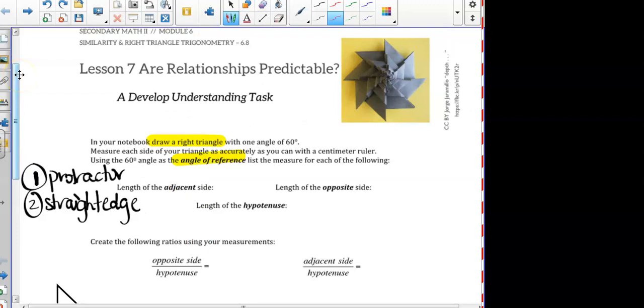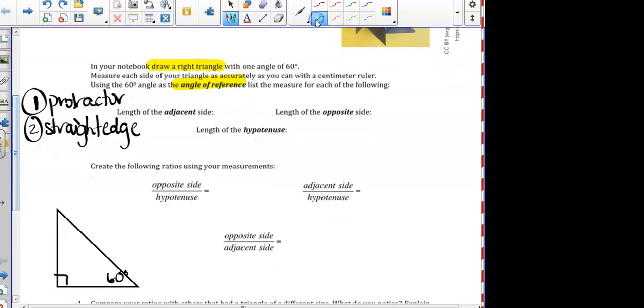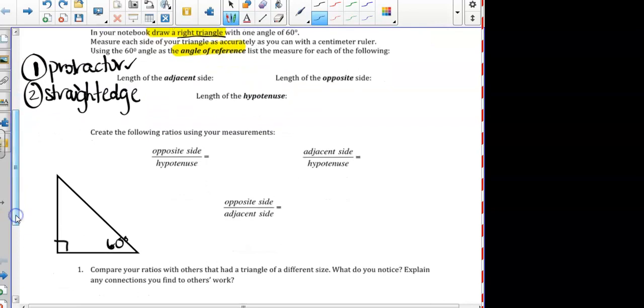In Lesson 7, Are Relationships Predictable?, we were asked in our notebook to draw a right triangle with one angle of 60 degrees. We used a protractor to determine if our angle measure was indeed 60 degrees, and we also needed to make sure that another angle is 90 degrees in order for this to be a right triangle. What I've done here on the bottom is sketch a right triangle and label 60 degrees. In class, we did measure these using a protractor.